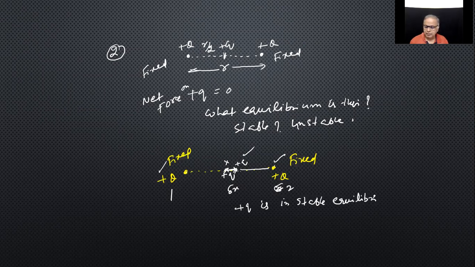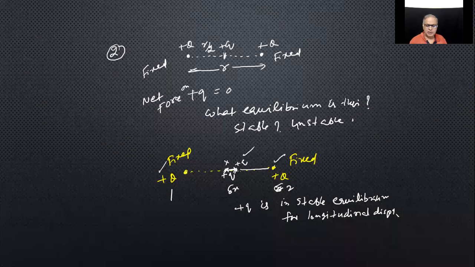Stable equilibrium for what do I say? Longitudinal displacements, you can say. Longitudinal displacements. But think of minus q being there, because even minus q would be in equilibrium because the net force would be still 0, which I discussed in the previous example, right? But now what would happen? Let us check.